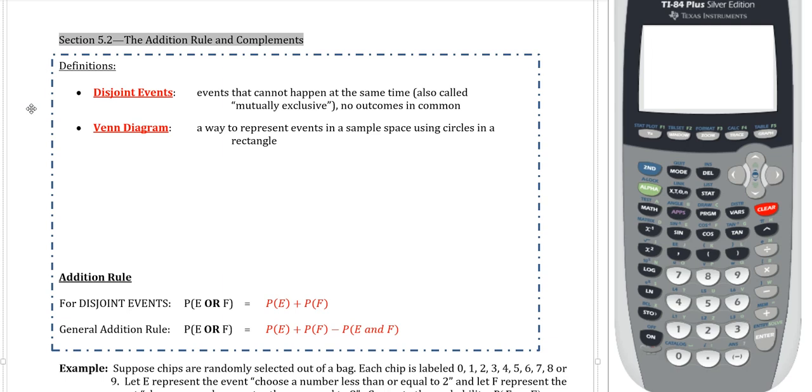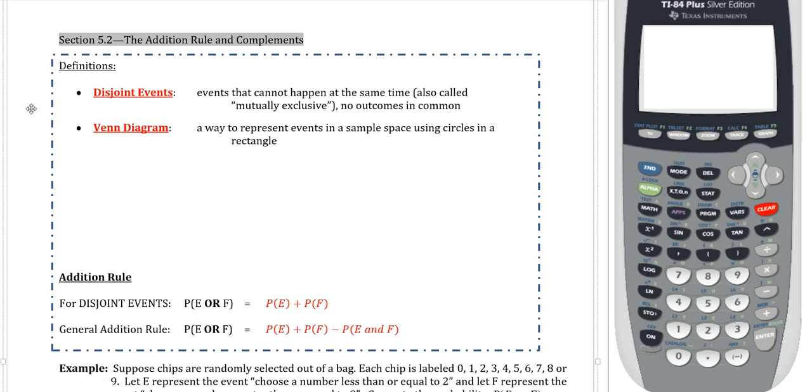In this video, we're going to be going through section 5.2, the addition rule and complements. To start off with this, we have what are called disjoint events. Disjoint events are events that cannot happen at the same time, so they have no outcomes in common. What we're looking for is whether two different things can happen simultaneously.